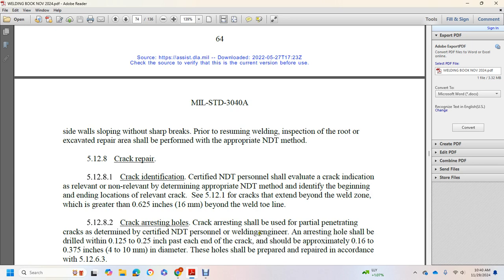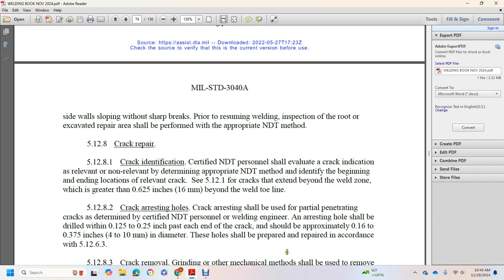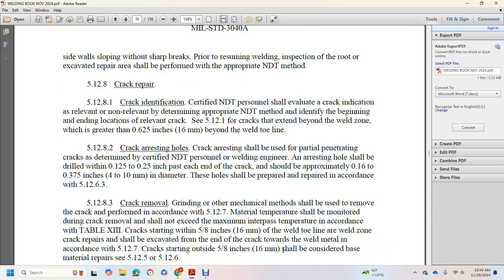The crack is determined with certified non-destructive test personnel and a welding engineer. Arresting holes shall be drilled within 1/8 of an inch to 1/4 inch past each end of the crack and should be approximately 1/16 to 3/8 of an inch in diameter. The hole should be repaired in accordance with 5-12-6-3 and 5-12-8-3 crack removal.